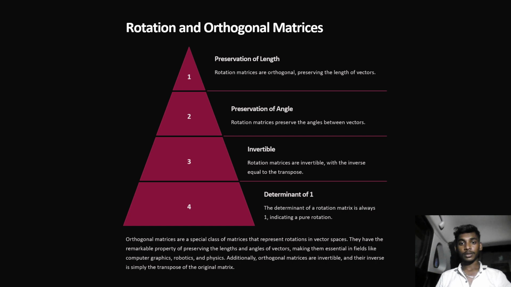Preservation of length: rotation matrices are orthogonal and preserve the length of vectors. Preservation of angle: rotation matrices preserve the angle between vectors. Invertible: rotation matrices are invertible, with the inverse equal to the transpose. The determinant of a rotation matrix is always 1, indicating a pure rotation.